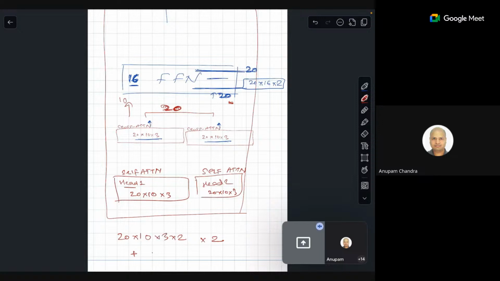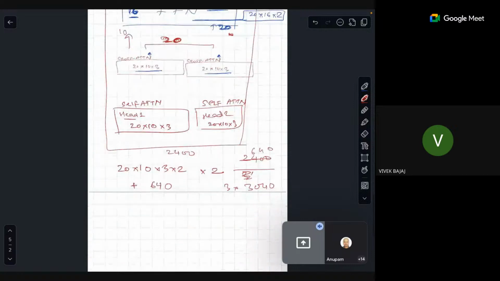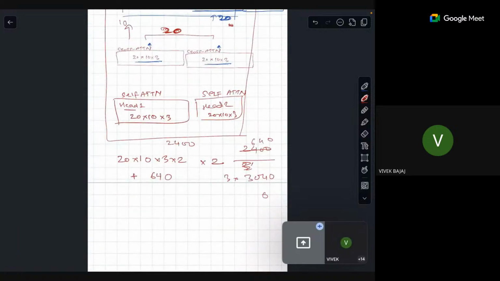So just a second, 64, 640. So how much is this? 4 3s are 12, 12 2s are 24. 3040, sir. Oh, sorry. 24 plus 640, right? Into 3, because they said that the layer has 3 layers, sir. So this is 9120. Is this anywhere close to correct or are we wrong?